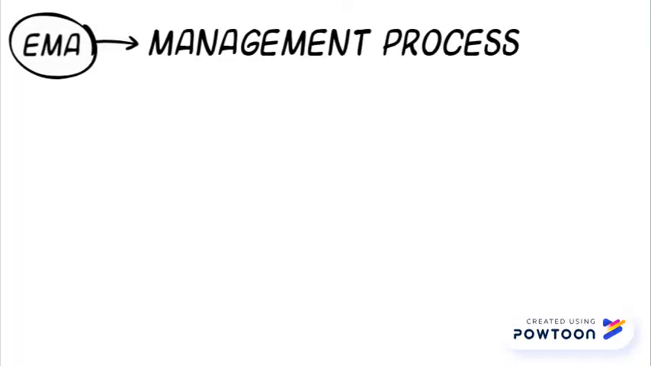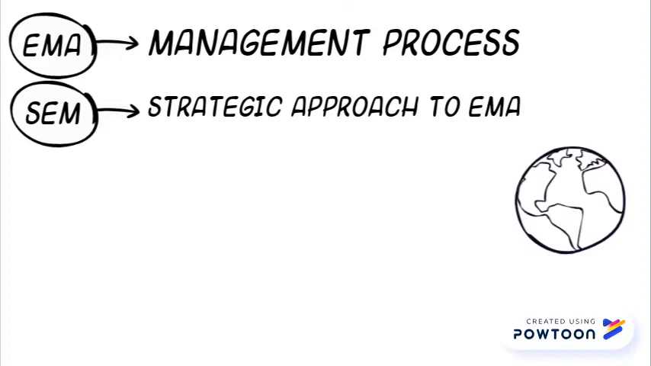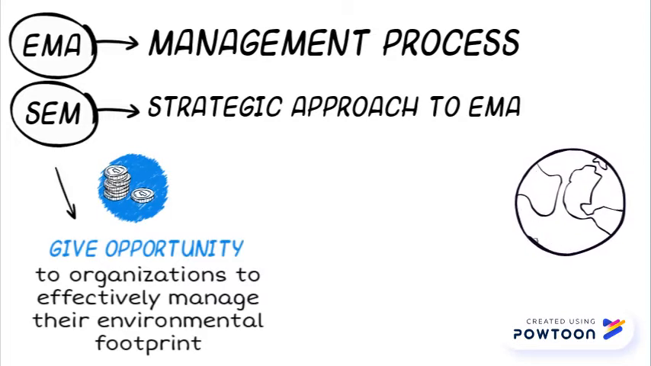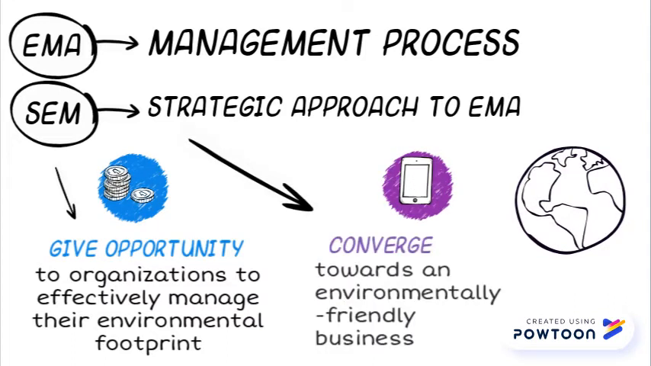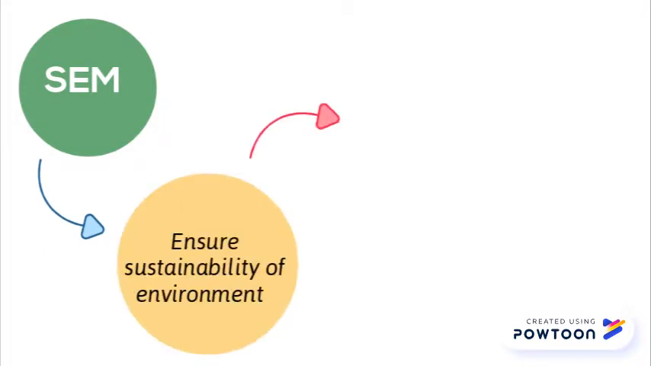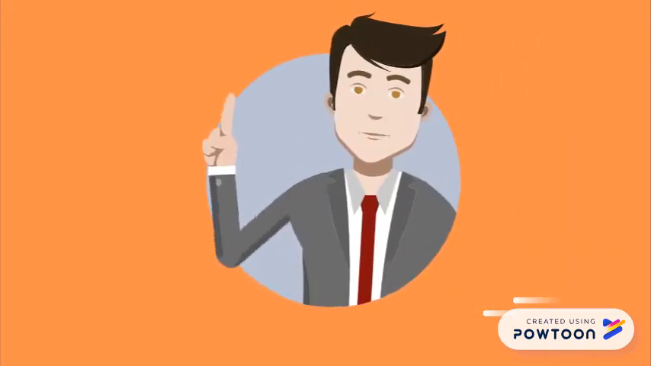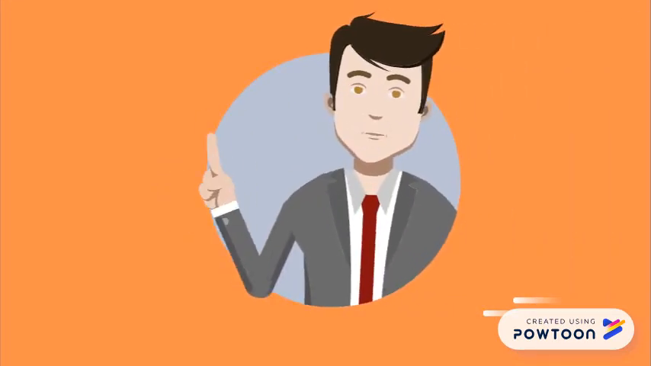Besides implementing EMA as a management process, a strategic approach to EMA, which is known as Strategic Environmental Management (SEM), would give organizations the opportunity to effectively manage their environmental footprint and converge towards environmentally friendly business. SEM will ensure the sustainability of the environment through effective implementation of process, policies, and regulations by the organization that reduce pollution. With that, we have discovered the wide scope of EMA.